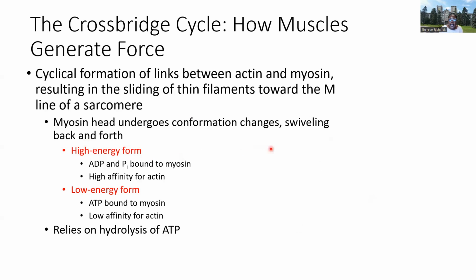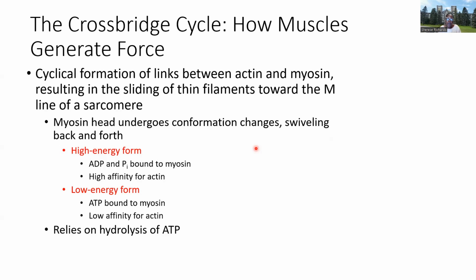So the myosin head has to go through some conformational changes back and forth as it makes and breaks these cross bridges. So it's going to be in two different states in order to do that. It's going to be in a high energy form. This is where it has ADP and a phosphate bound to it, an inorganic phosphate. That is where it's going to have a high affinity for actin. It's going to have a high attraction to actin. It's going to really want to reach out and bind to that actin.